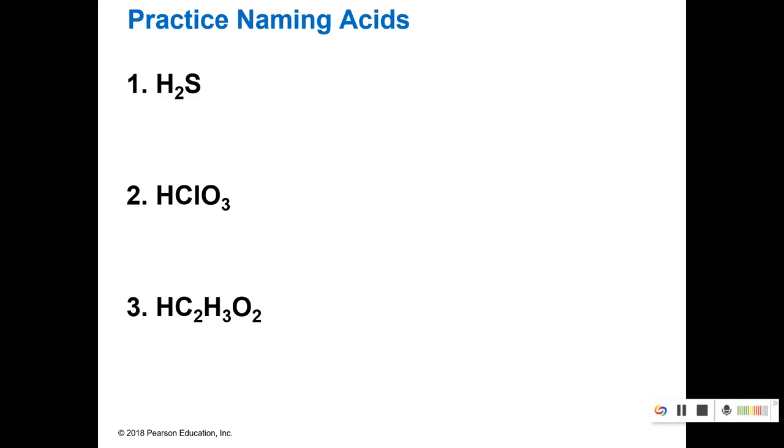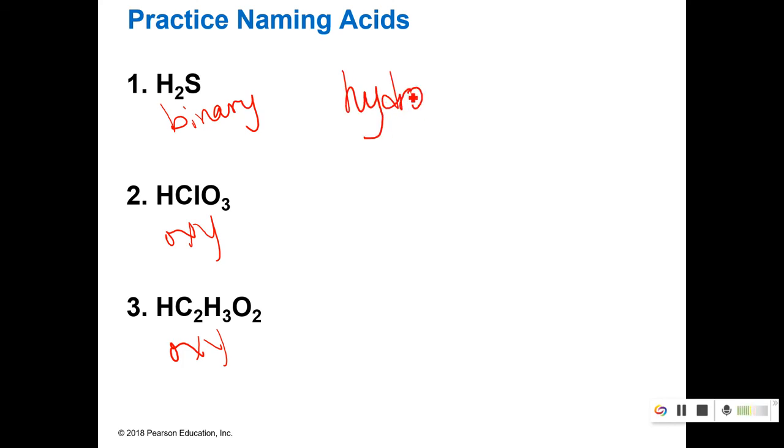Okay, so the first thing you want to do is determine what kind of acid it is. So here I'm going to just determine this is binary, oxy, oxy. Okay, so binary always has hydro. Hydro, and then S is sulfur. So sulfur is weird. It doesn't take anything off when you're naming it an acid. So it is hydrosulfuric acid.